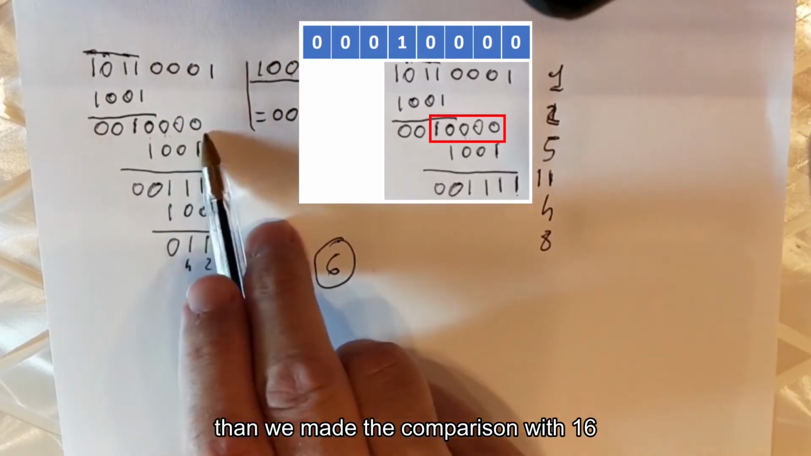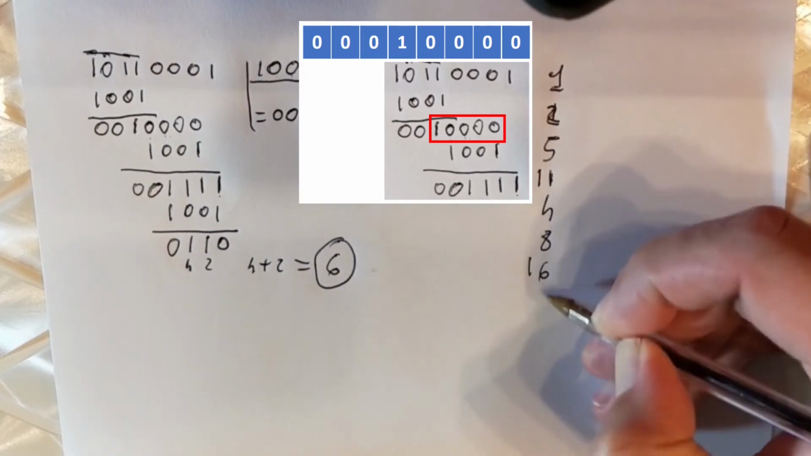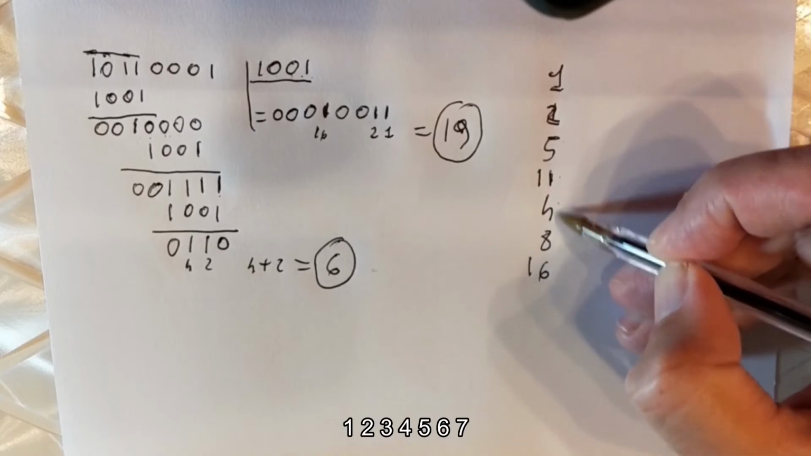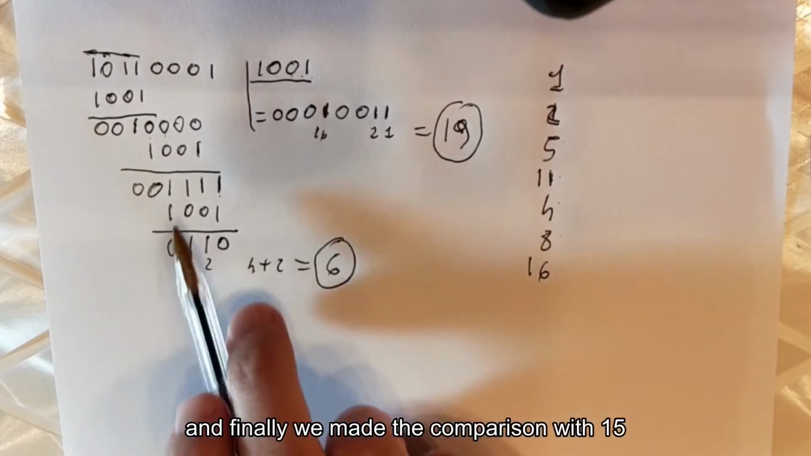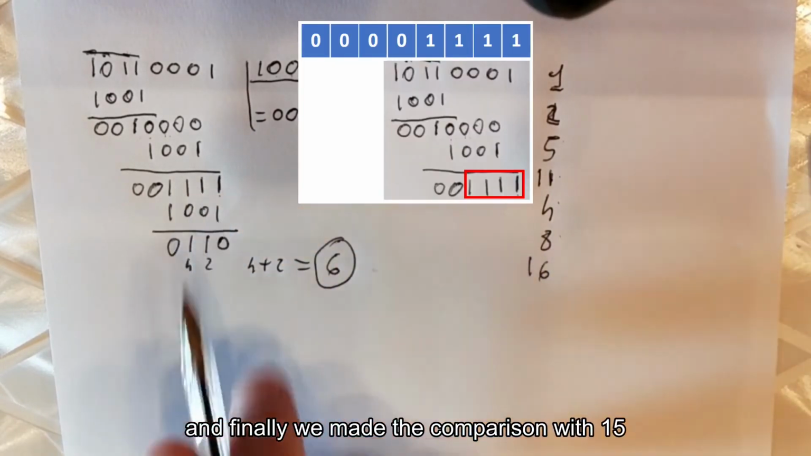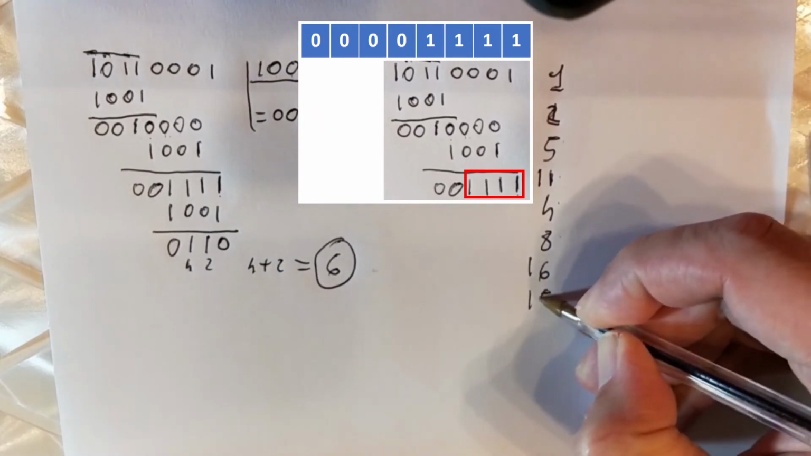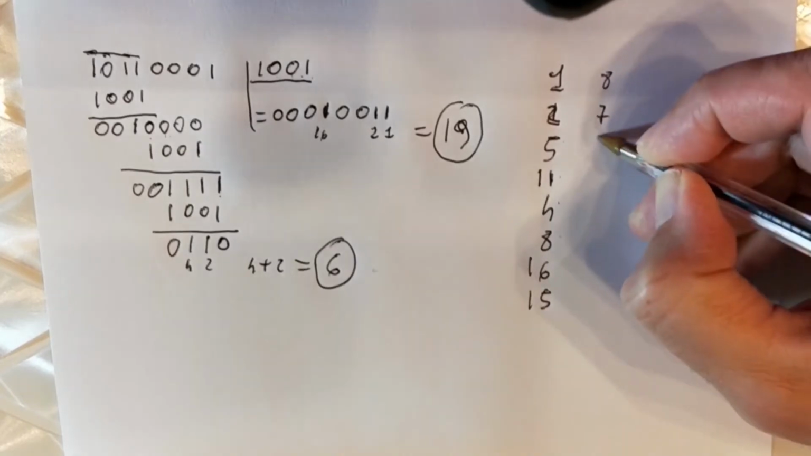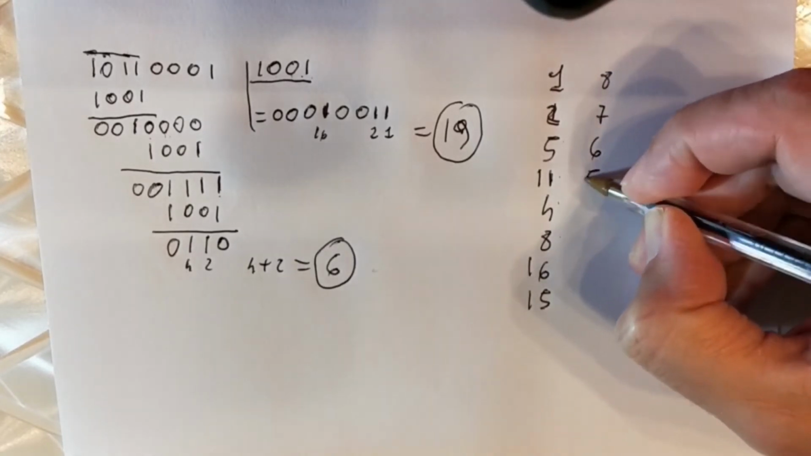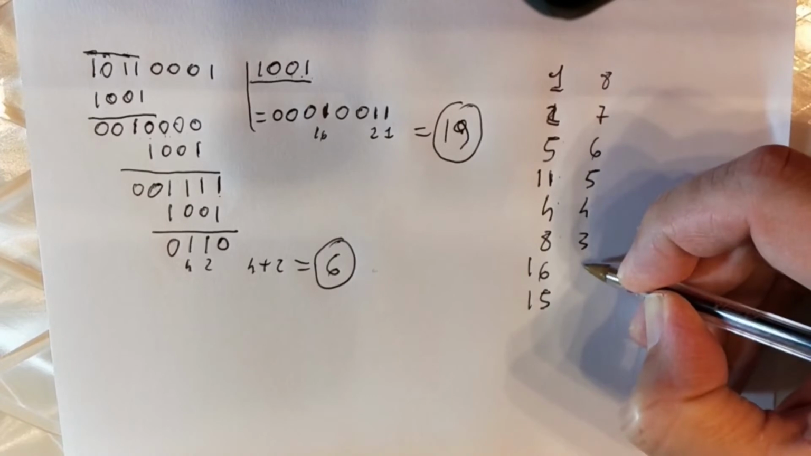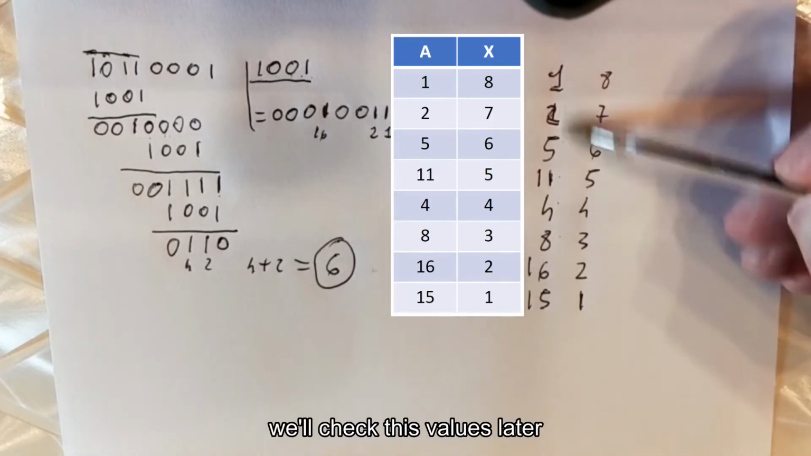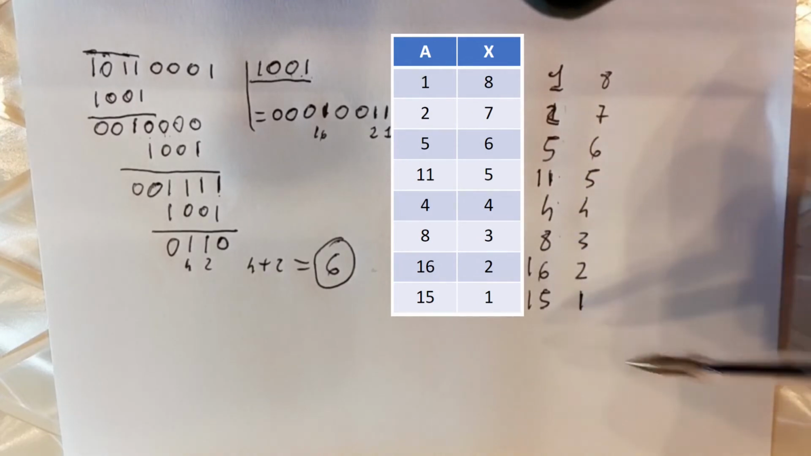Then we made the comparison with 16. 1, 2, 3, 4, 5, 6, 7. And finally we made the comparison with 15. Okay. 8, 7, 6, 5, 4, 3, 2, 1. Okay. We'll check these values later.